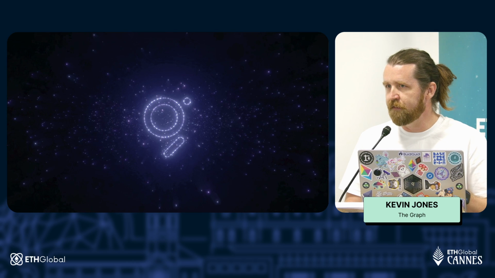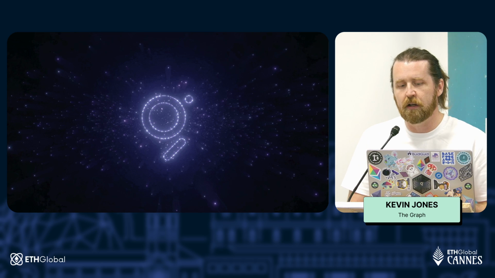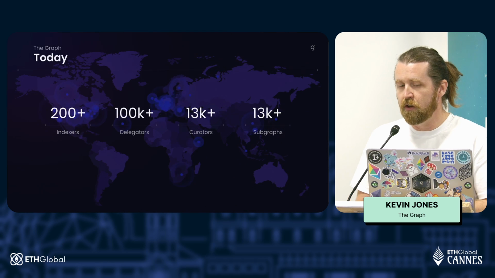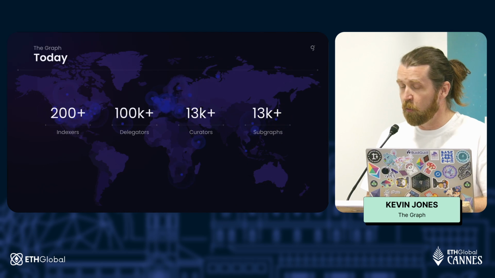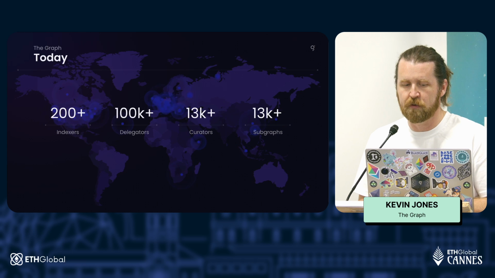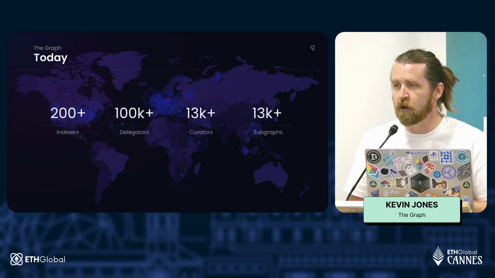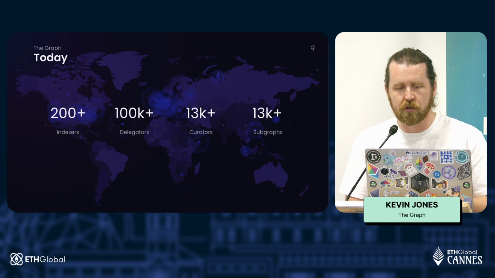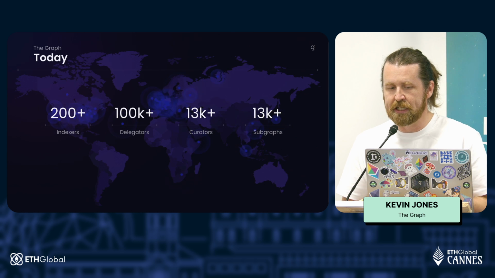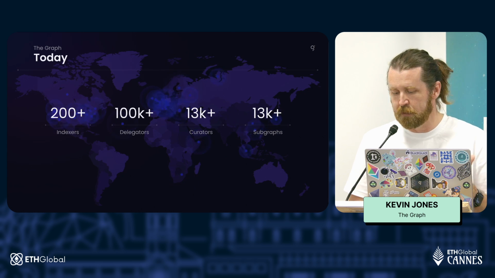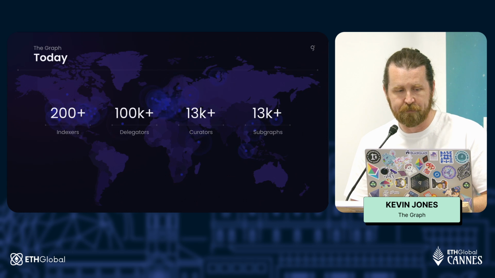So first of all, about the Graph, I think most people know the Graph. We've been around for a while, but just as a refresher, the Graph is a decentralized network of data indexers that basically provide data to Web3, specifically for smart contracts. We now also have a token API, which I'll get into. We have lots of different ways you can get data. There's lots of people on the network, and it's growing every day.